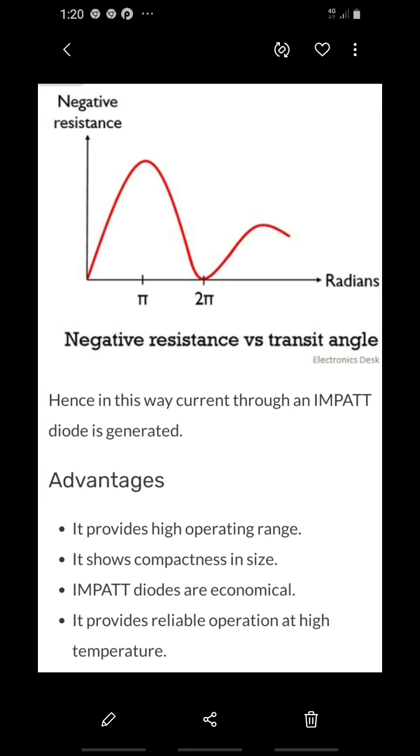Next, advantages of the impact diode. It provides a high operating range. It shows compactness in size. Impact diodes are economical. It provides reliable operation at high temperature.